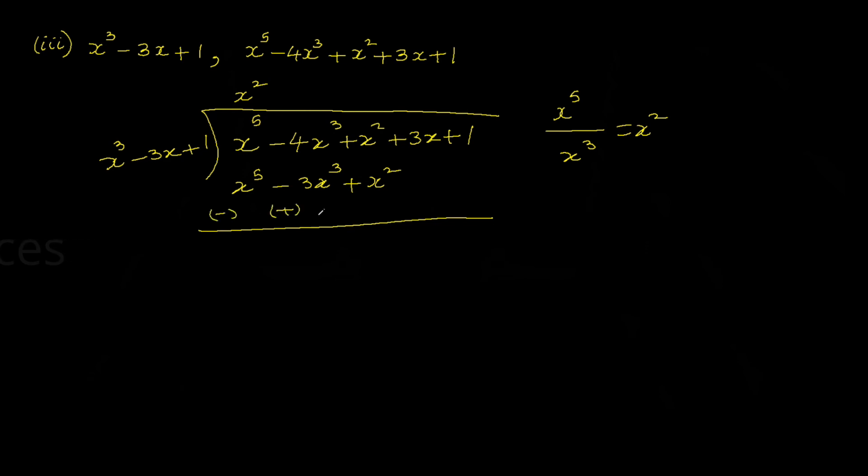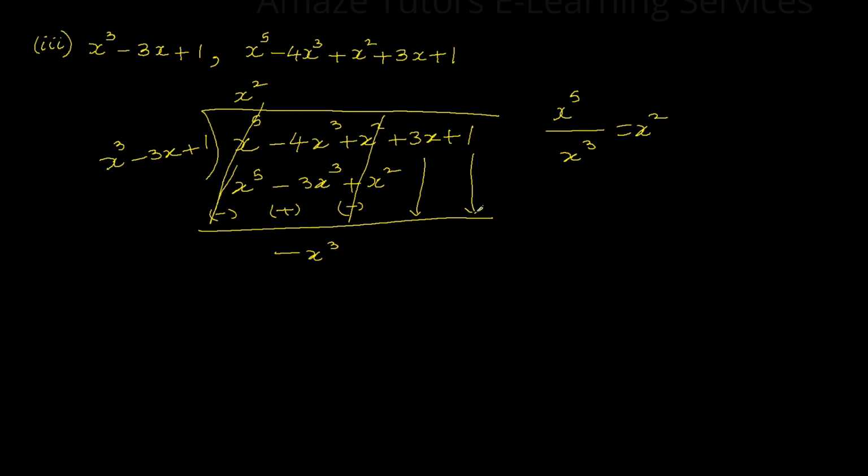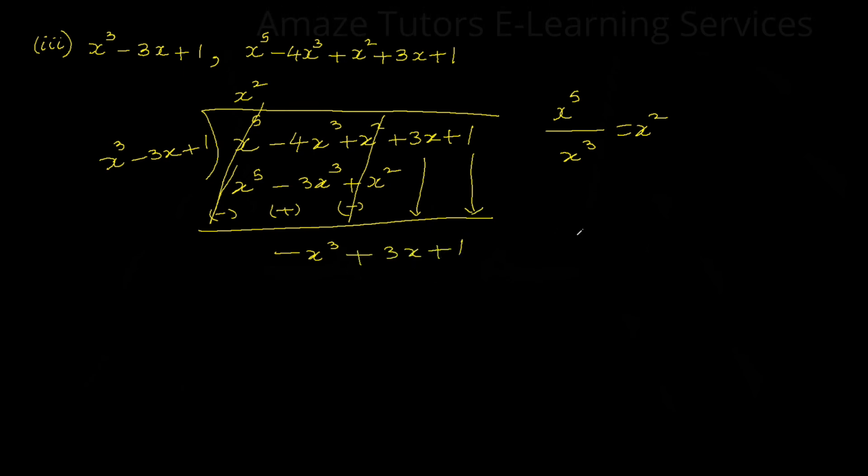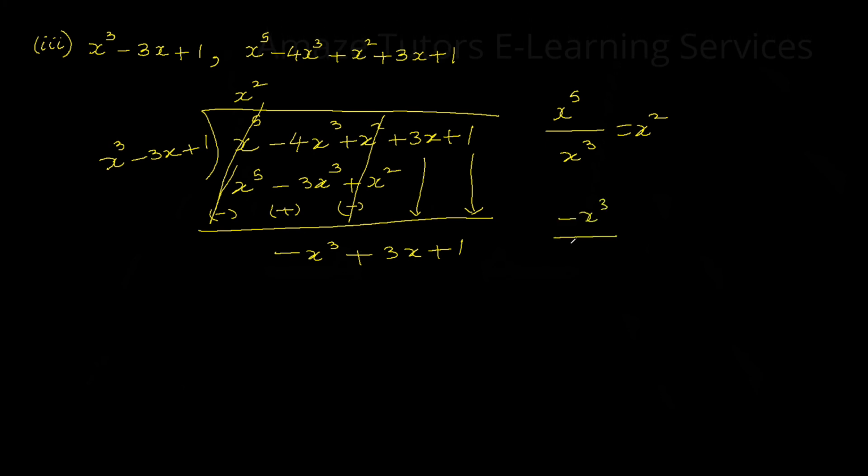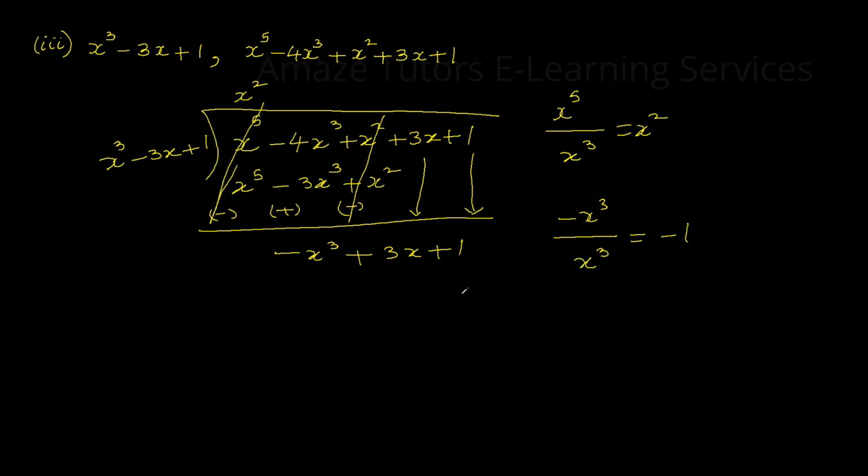Change the signs as usual. X power 5 minus x power 5 getting cancelled. Minus 4x cubed plus 3x cubed minus x cubed, and x squared minus x squared getting cancelled. Now let's bring these two terms down. Plus 3x plus 1. Continue. Repeat the same procedure. Divide the first monomial of the dividend by the first monomial of the divisor, which is simply negative 1. Now, negative 1 comes here.